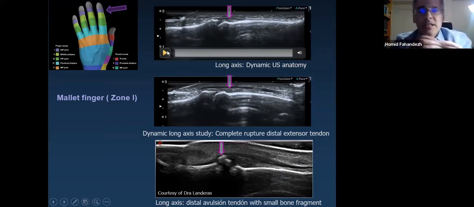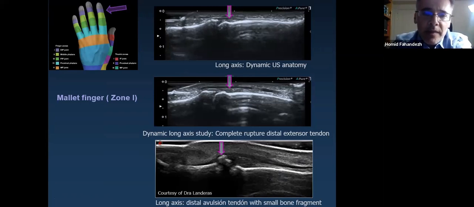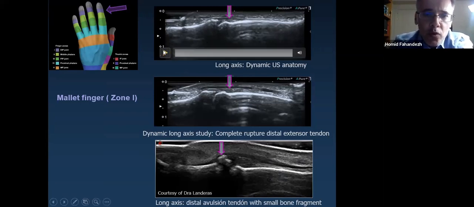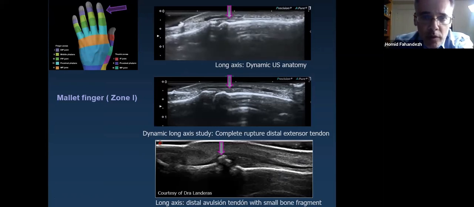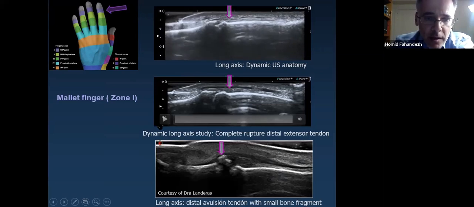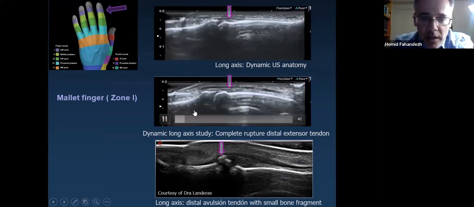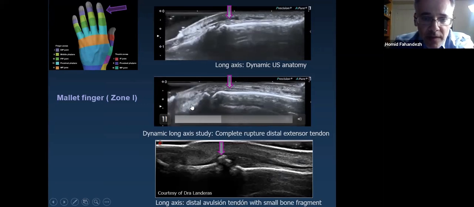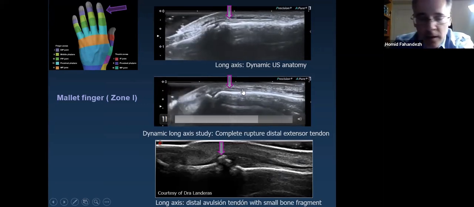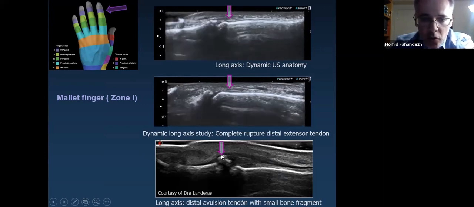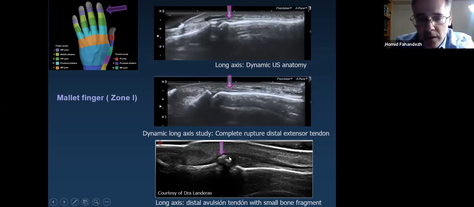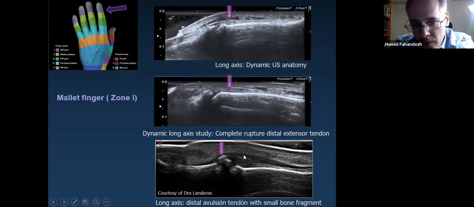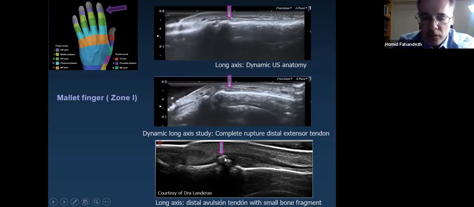And what we're going to do when we have a mallet finger is ask the patient to do flexion of the DIP joint, and we're going to see how the tendon moves together with the bone. But when you have a rupture of the tendon, you are going to see that you are moving the bone, the distal phalanx, but the tendon proximally doesn't move. Also, you can see in cases of mallet fracture the small fracture and the proximal hematoma, with the distal tendon attached to the fragment.